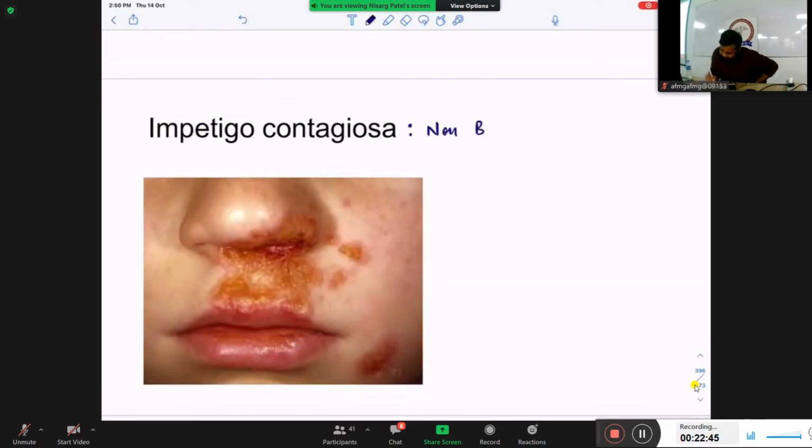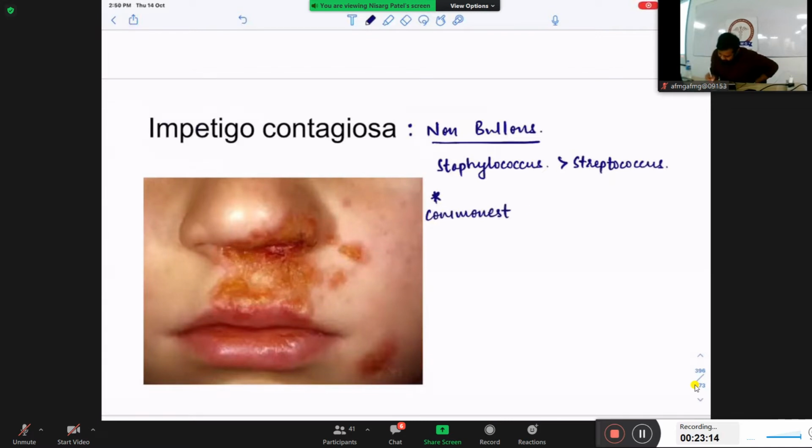The first variant is a non-bullous variant. It is caused by Staphylococcus more than Streptococcus, and it is the commonest skin infection in children. Most common site is the face.